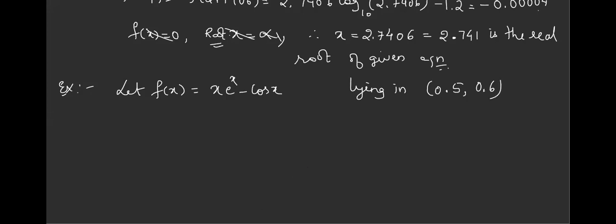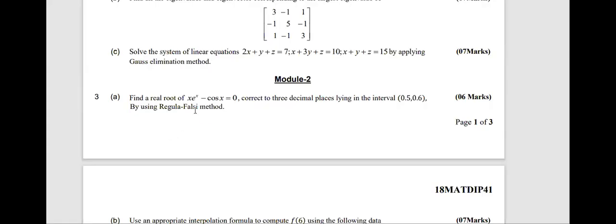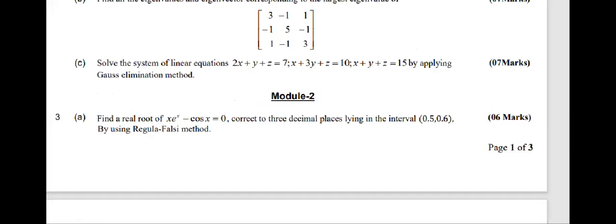Okay, let it be. I'll just show the question again. Just see. Find a real root of x e raised to x minus cos x equal to 0, correct to 3 decimal places, lying in the interval 0.5, 0.6 by the Regula-Falsi method. Written?